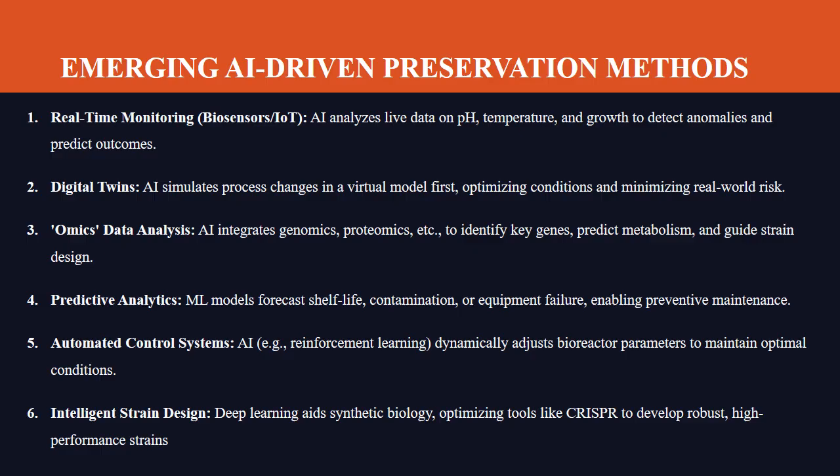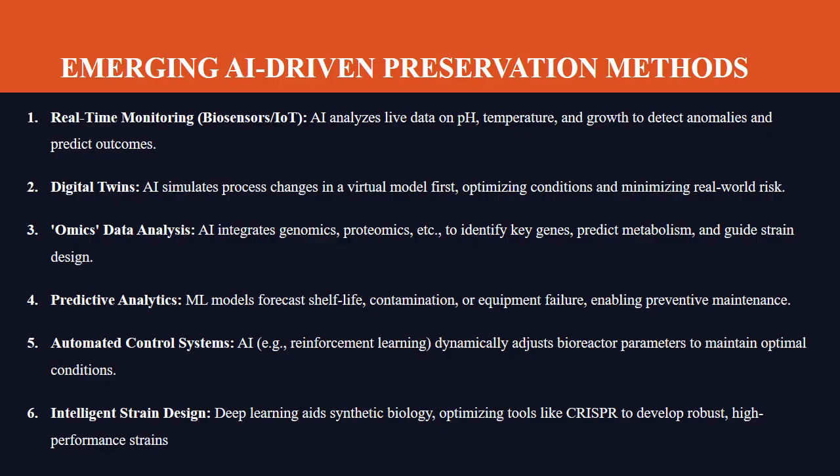And the next is emerging AI-driven preservation methods. The first one is real-time monitoring, that is biosensors or IoT. AI analyzes live data on pH, temperature and growth to detect anomalies and predict outcomes. Second is digital twins. AI simulates process changes in a virtual model first, optimizing conditions and minimizing real-world risk. And third is omics data analysis. AI integrates genomics and proteomics to identify key genes, predict metabolism, and guide strain design.